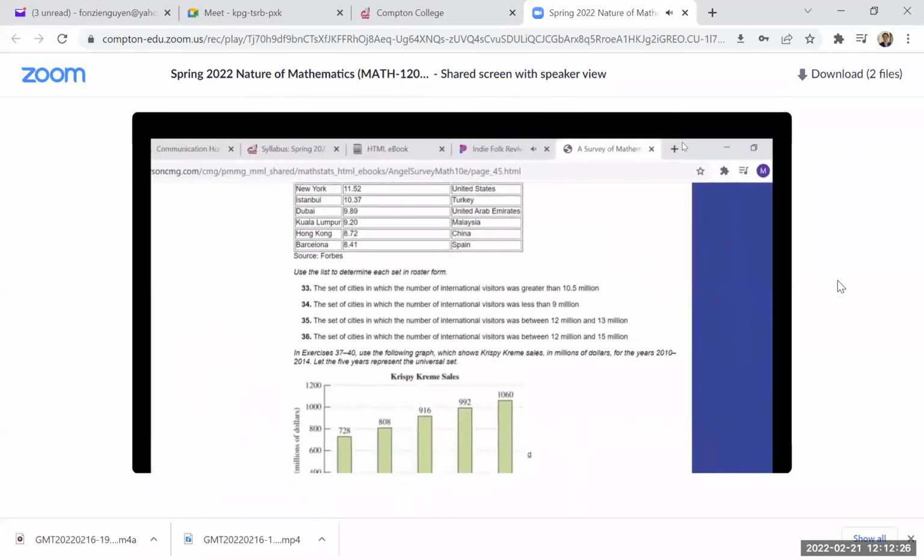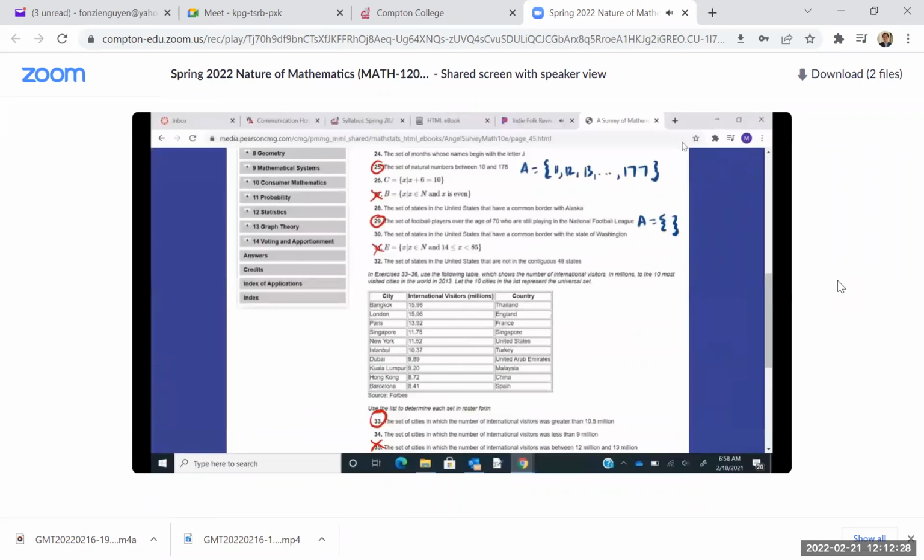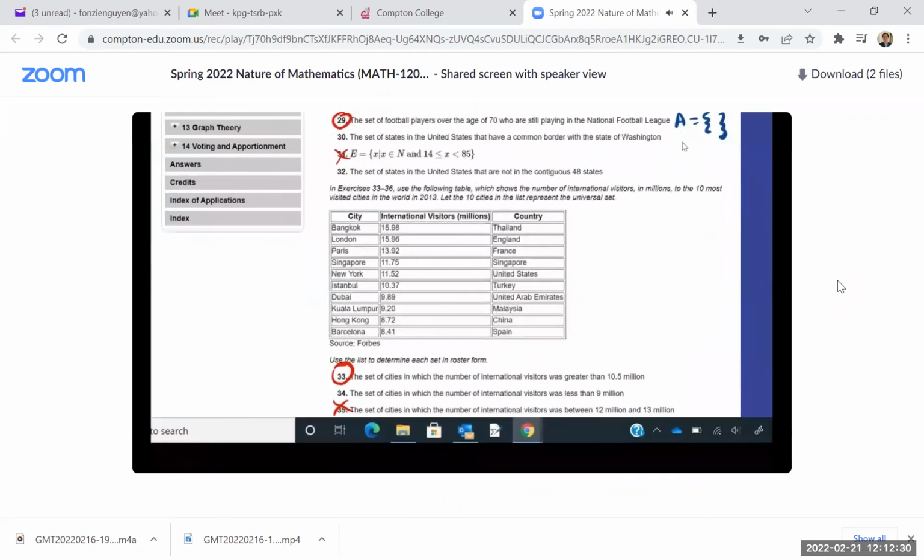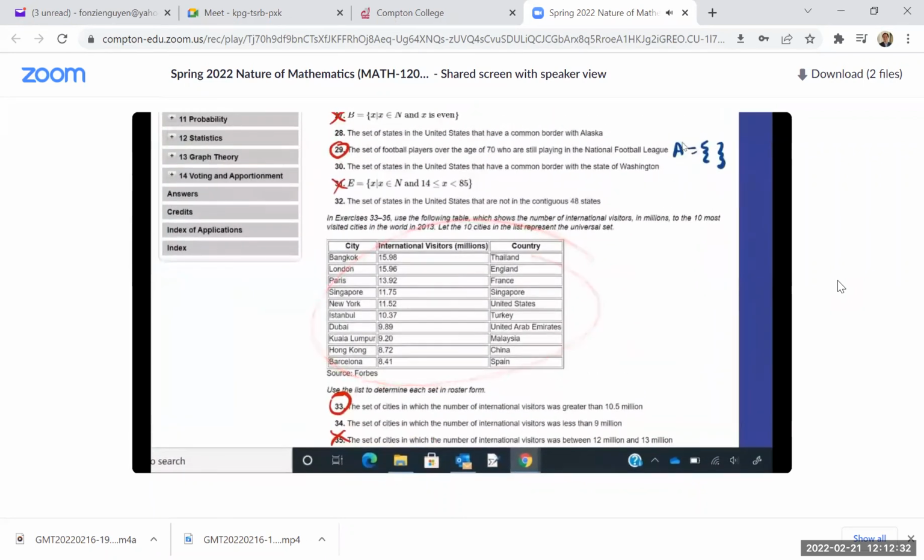Oh, I see. Actually, I didn't notice that. They gave you this. I thought we had to research it, but no, they gave it to you right here. My bad. So let's go back to 33. Never mind. The set of cities in which the number of international visitors was greater than 10.5 million is, let's see, which ones of these cities are greater than 10.5 million?